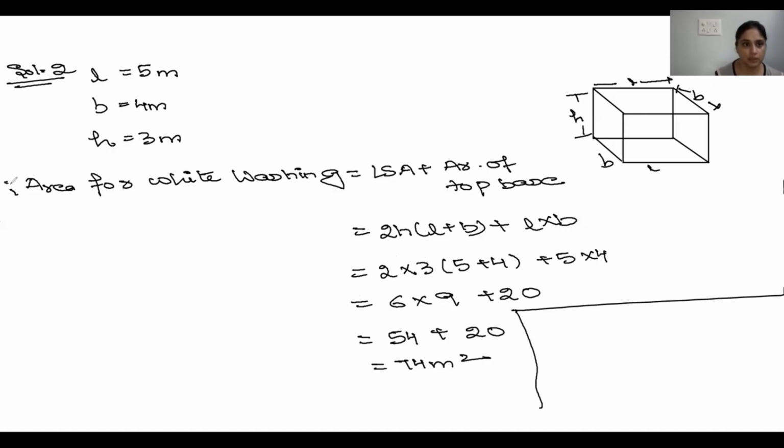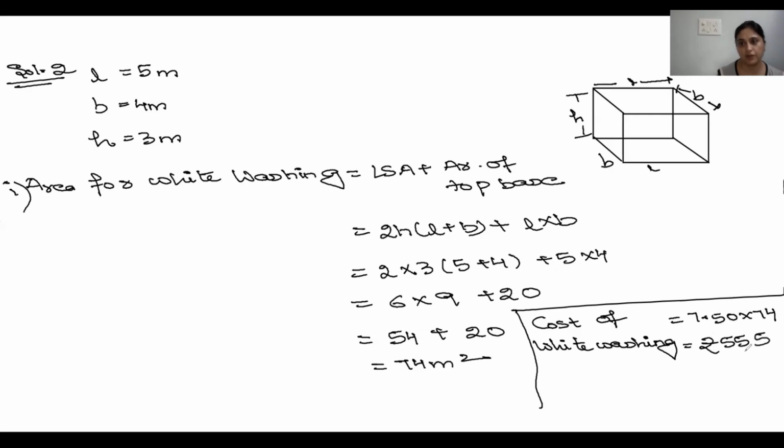This is the first part, and in second part I need to solve for the cost of whitewashing. Cost of whitewashing क्या हो जाएगा बच्चा? What is the rate given to us? 7.50 into 74. Right? This is for per meter square. So what we are going to do? We are going to sort it out, and after sorting out, we will get the answer 555 rupees. Right? So I hope you are getting the same answer. Now let us proceed towards the next question.